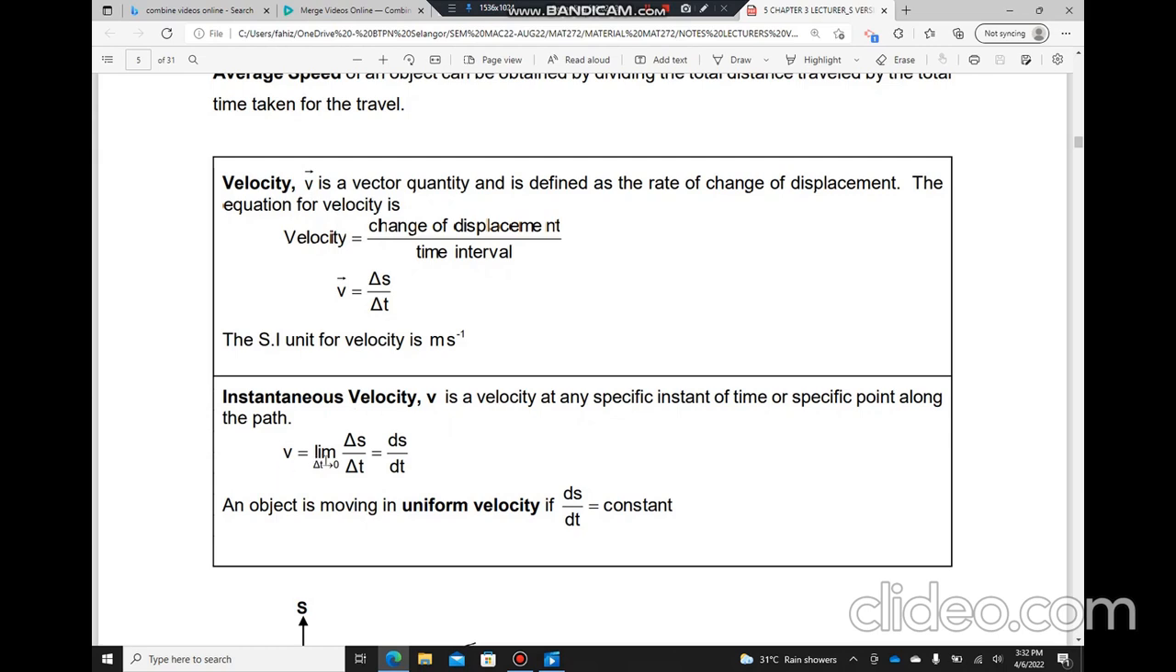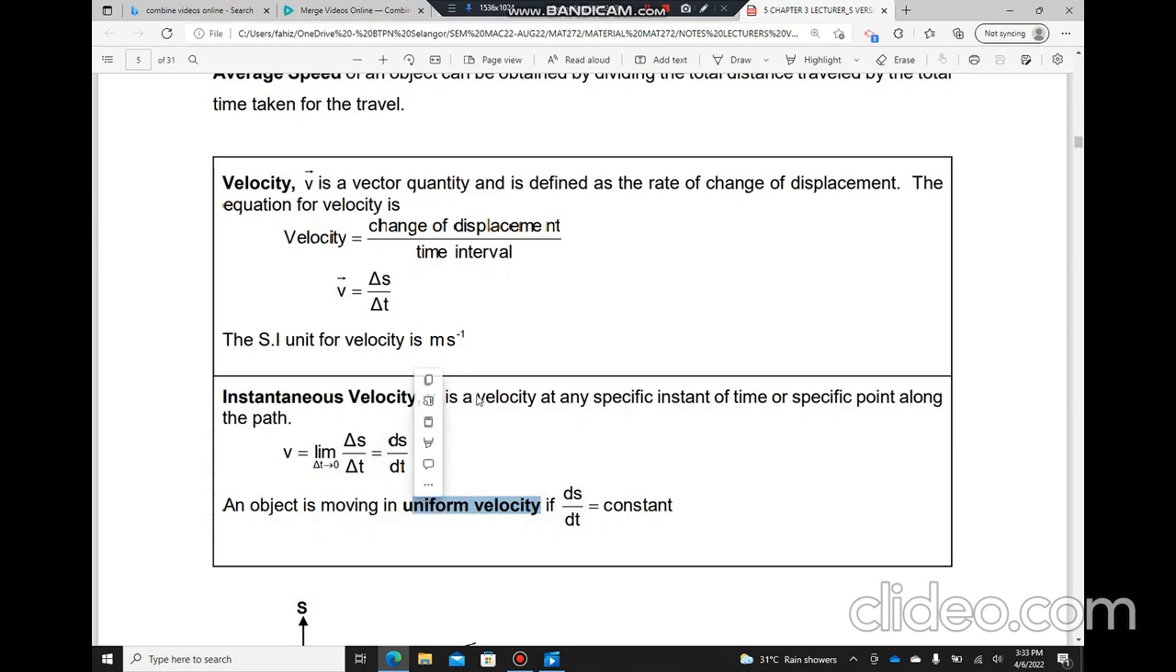So V equals to limit delta t approach 0, delta s over delta t, it is equals to ds dt. An object is moving in uniform velocity if ds dt equals to constant. So kita kata kelajuan tu adalah seragam kalau bila kita dapat ds dt ataupun velocity ni equals to constant. Maknanya kita dapat contohnya macam kelajuan dia 100 km je dia bergerak sepanjang masa. So maknanya dia adalah uniform velocity ataupun kelajuan yang seragam.